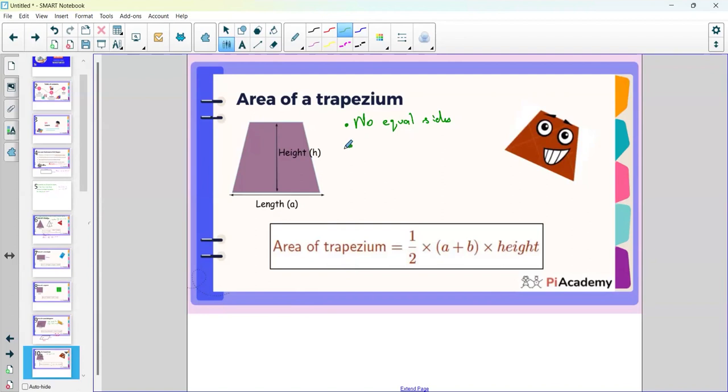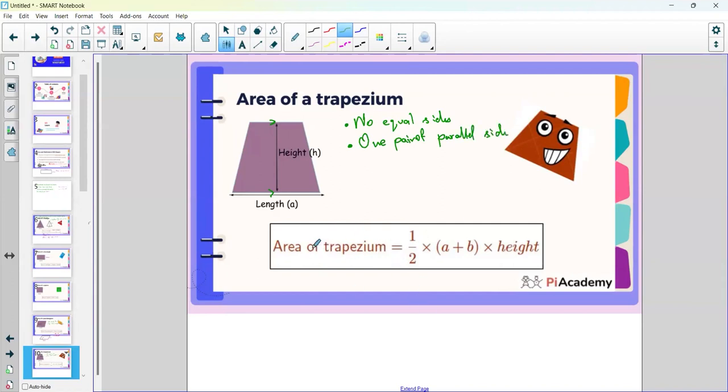Do you see any pair of parallel sides, Rosie? What are parallel sides? Lines which never intersect each other. So any pair of parallel sides? The top line and the bottom line. Yes, very good. The top horizontal line and the bottom horizontal line. So these two opposite lines are parallel to each other. So they have one pair of parallel sides. That's it. Good, Rosie.